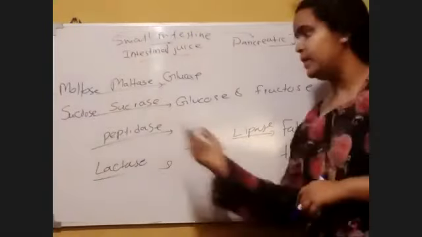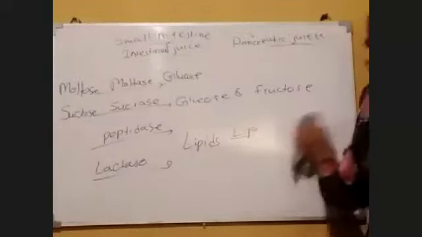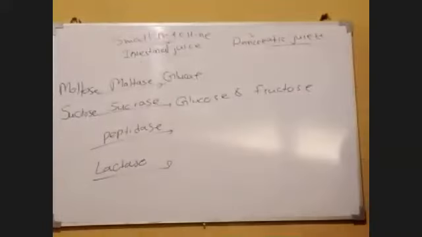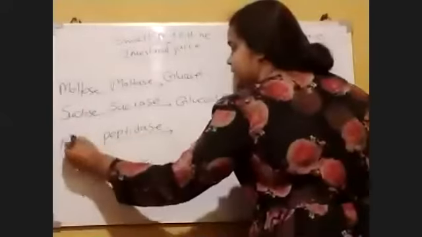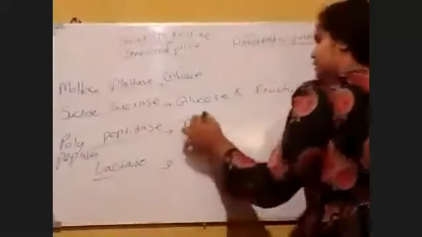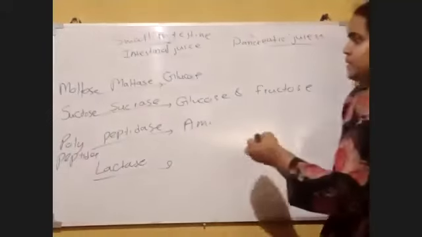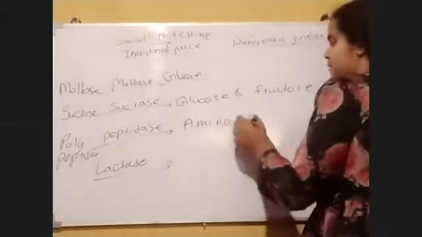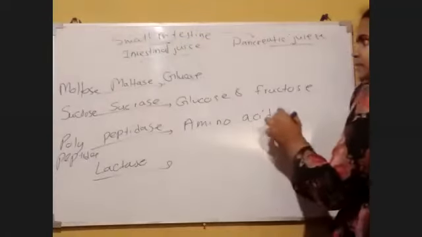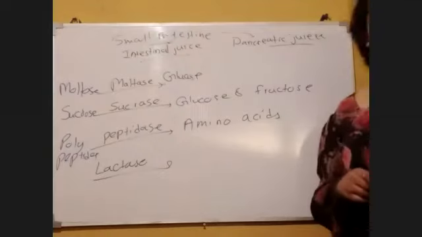And what does peptidase do? We know that the proteins were digested into polypeptides. So peptidase is going to convert these polypeptides into amino acids, the smallest particle of protein, that means the monomer of protein, by the intestinal juice. That means peptidase. And then lactase.